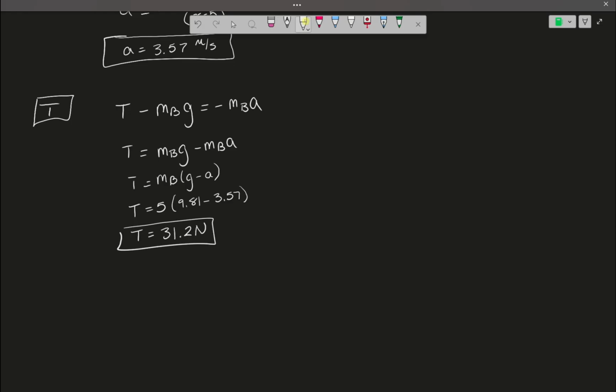I like to double check myself sometimes, honestly, just to make sure that I get the same value, or the same value with rounding errors. So I'm going to rewrite that equation for block A and just plug everything in again and make sure that I get the same thing.